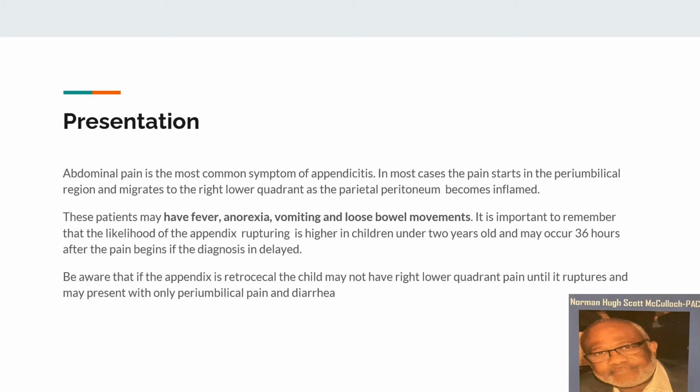It is important to remember that the likelihood of appendix rupturing is higher in children under 2 years old and may occur 36 hours after the pain begins if the diagnosis is delayed. Beware that if the appendix is retrocecal, the child may not have right lower quadrant pain until it ruptures and may present with only periumbilical pain and diarrhea.